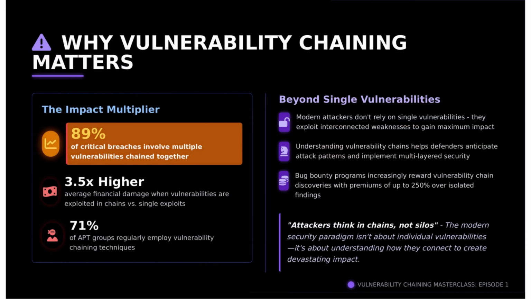Most real-world breaches don't happen because of just one bug. They happen because attackers chain multiple smaller issues into something devastating. In fact, 89% of critical breaches involve chaining. Financial damage is 3.5 times higher when vulnerabilities are exploited in sequence, and advanced threat groups rely on chaining as a core technique. For bug bounty hunters, these chains can also mean premium payouts. Remember, attackers think in chains, not silos.